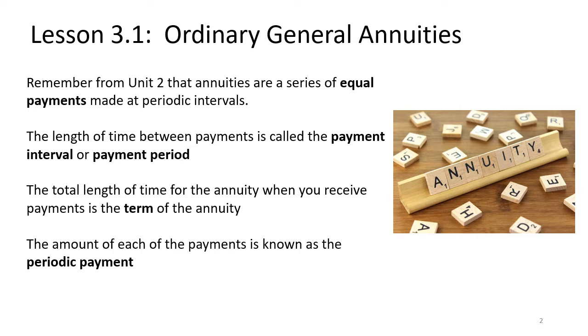Okay, so just as a recap, remember from Unit 2 that annuities are a series of equal payments. They're made at certain intervals, monthly, quarterly, weekly even. The length of time between when you make a payment and when you make your next payment is the payment interval or payment period. And the total length of time for the annuity is called the term. So let's say your annuity is 5 years in length. The amount of each payment is known as the periodic payment.